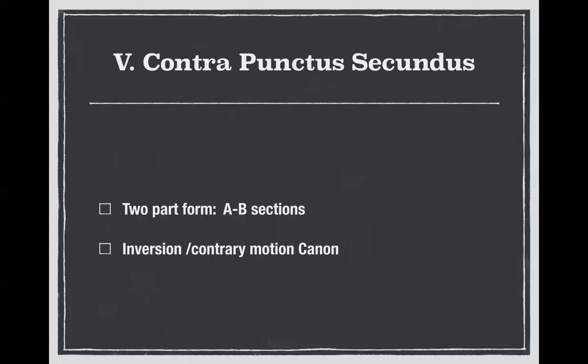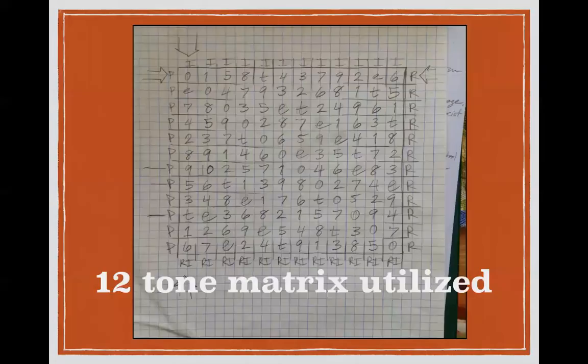These sections are of even measures, 4 bars apiece. And then he uses in the second half, in the B section, inversionally related or contrarily related tone rows, showing that contrary motion and establishing it as a canon.